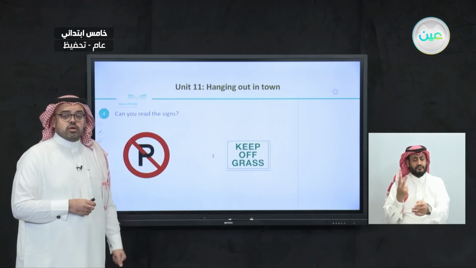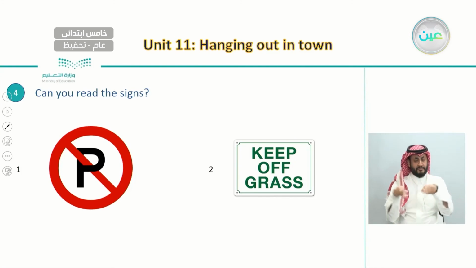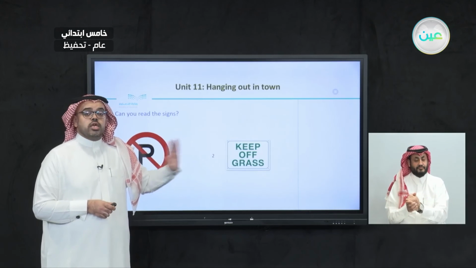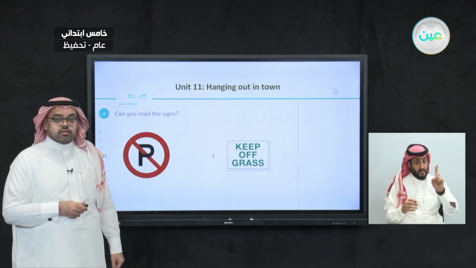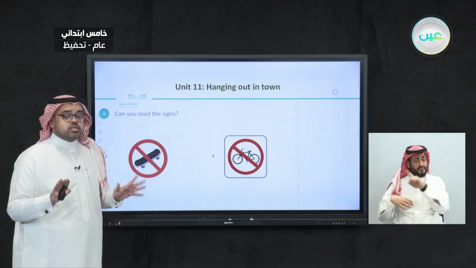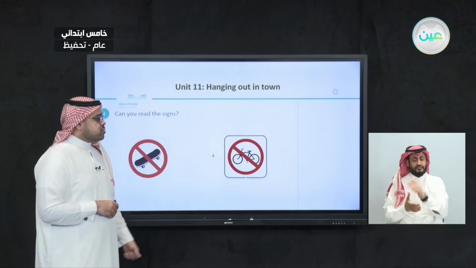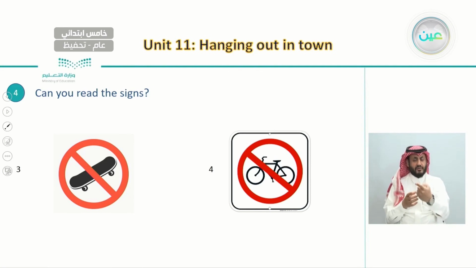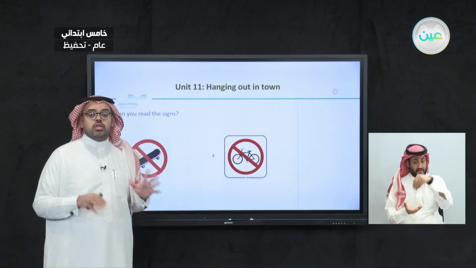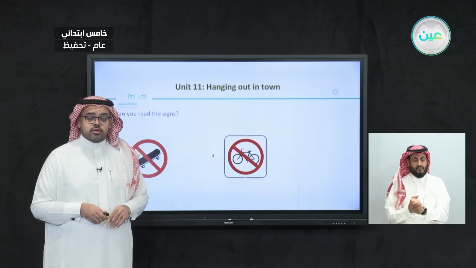What about the next one? Can you read the next sign? It says, keep off grass. When you go to public parks or private parks, you need to keep off, to stay away from the grass. Number 3. Can you tell what this sign means? It means no skateboarding. It is not allowed in this area. What about the next one? Number 4 means no bicycles allowed. In this area or this lane, you should not use your bicycle.